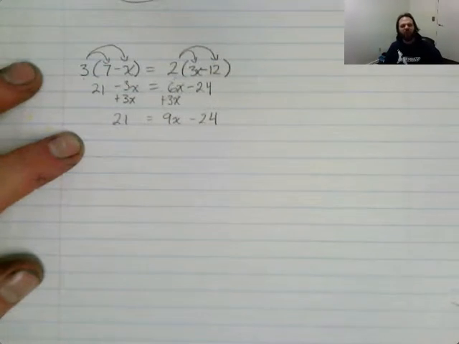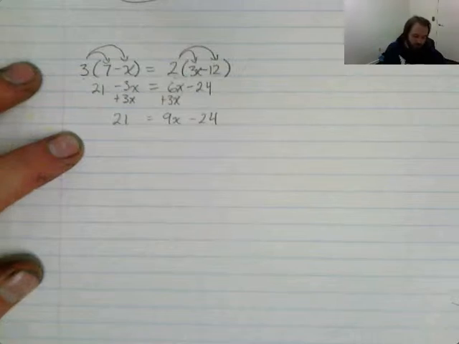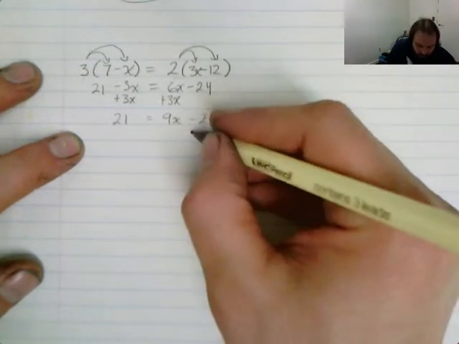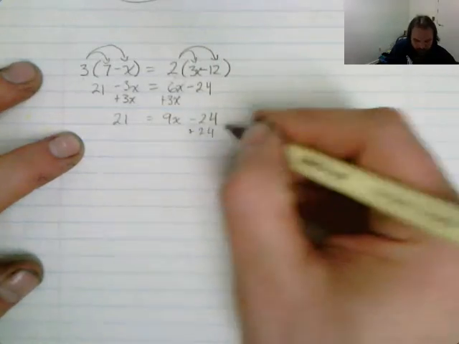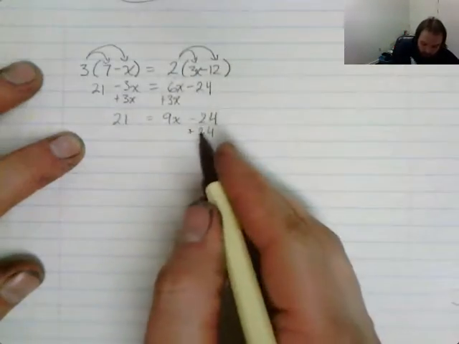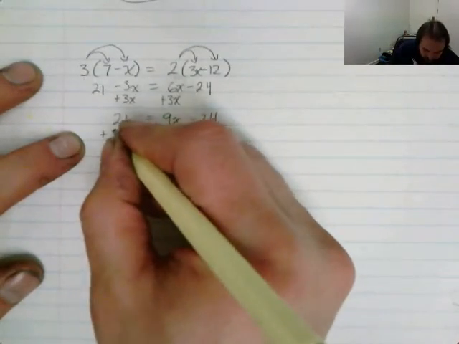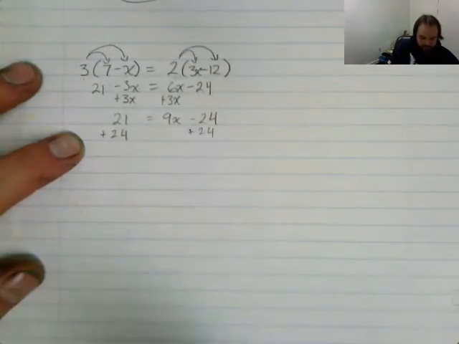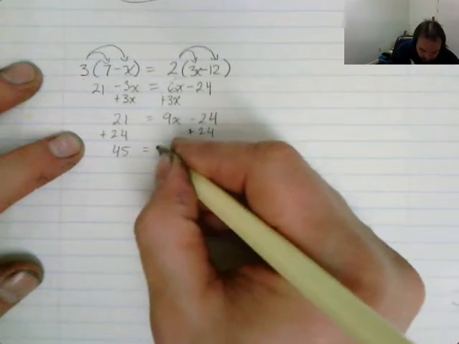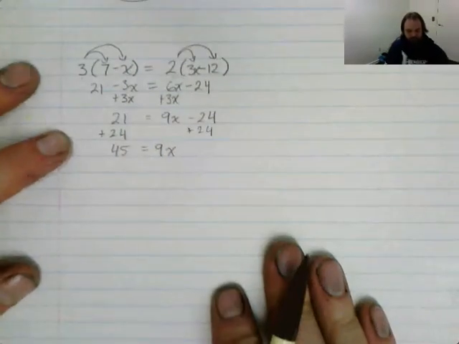Now we have to get all of my singles, all my units, my ones on the other side. So I have 24 boys here without a partner. I'm going to add 24 girls to the dance, and now everybody has a partner. But what we do to one side we must do to the other. Okay? So that's going to give me here 45 is equal to 9x.